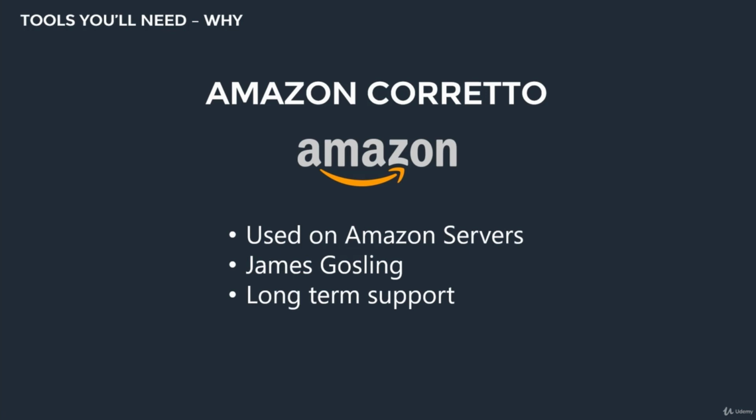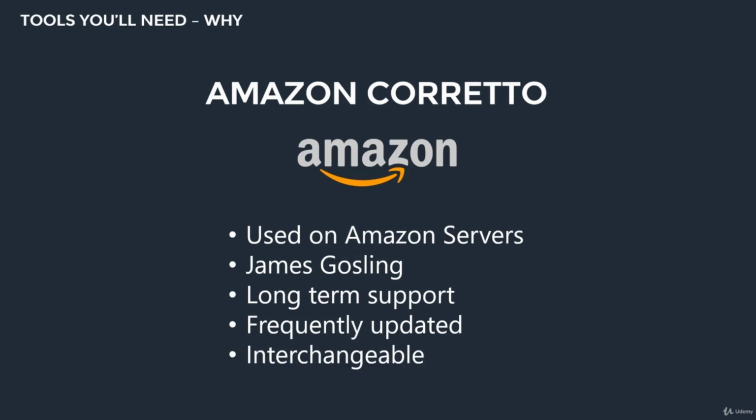Also, Amazon provides long-term support for both versions available on their website, so they will be there for a very long time. On top of that, there are frequent updates for these versions, so if a major security issue is found, there will definitely be an update. And lastly, it can be used interchangeably with other OpenJDK versions. So if you have two computers with different versions of OpenJDK, it doesn't matter. The code will run the same way on both machines. Because of these reasons, I think Amazon Corretto is the best choice for both students and companies.